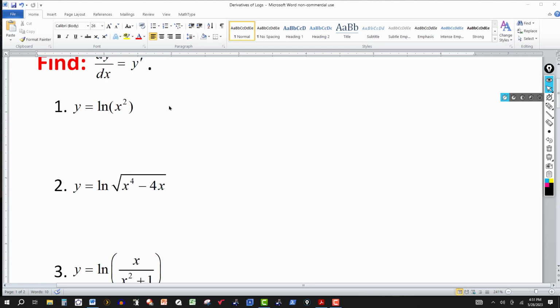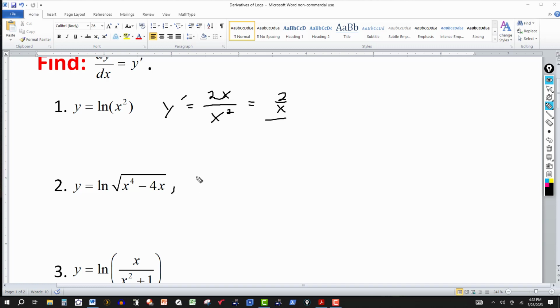So we have natural log of x squared. So in this case, the u is x squared. That goes in the bottom. And then on top, numerator is the derivative of x squared, which is 2x. And you can reduce it, divide through by a factor of x there, and you get 2 over x. And that's the answer to that one.